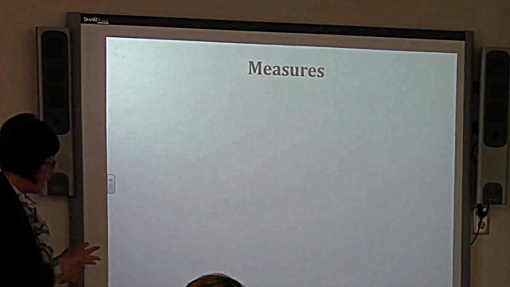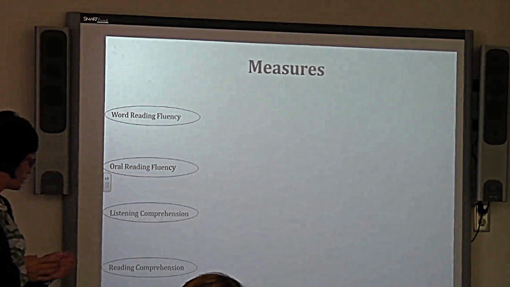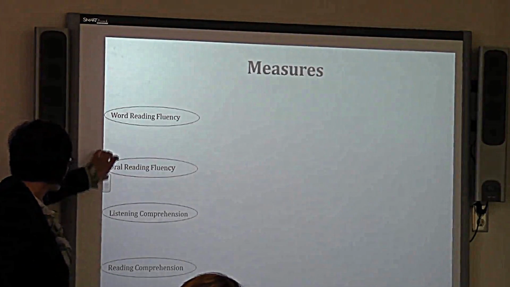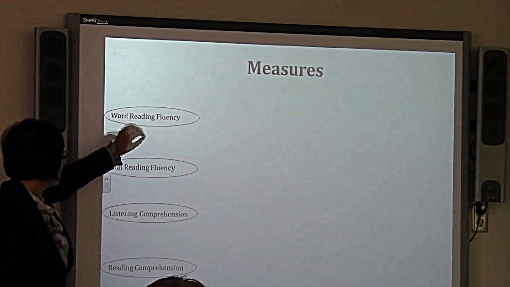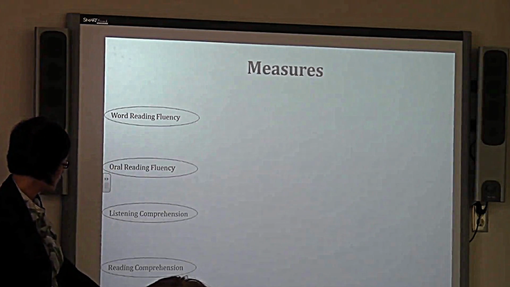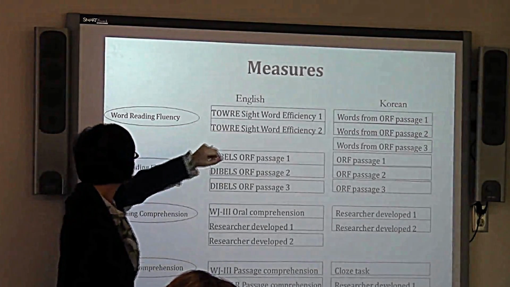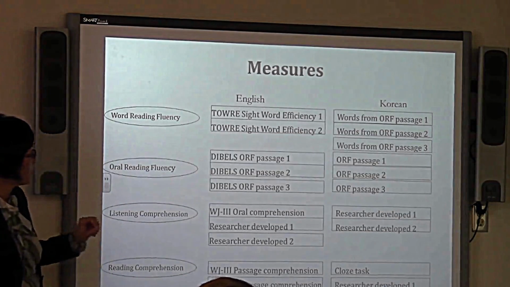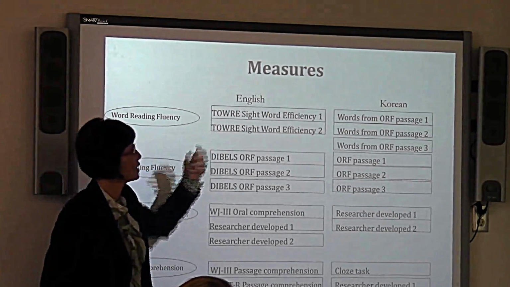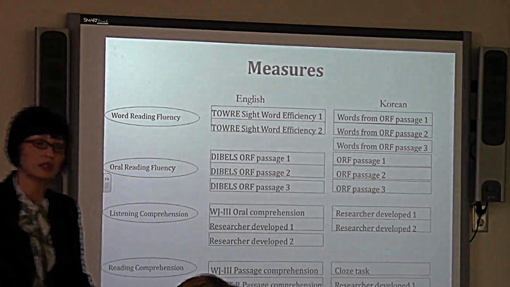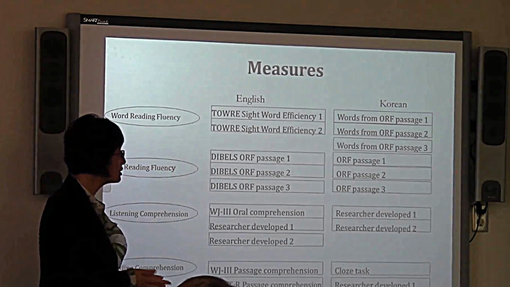So I used latent variable structural equation modeling. These are the four latent constructs. To measure these latent constructs, we had several observed tasks for each. For English, word reading fluency was measured by the Test of Word Reading Efficiency, sight word efficiency. In this test, children are given a list of words, and they're asked to read words as accurately and fast as possible for 45 seconds.